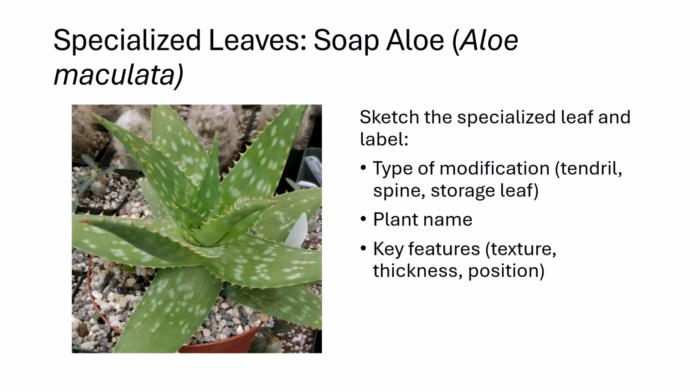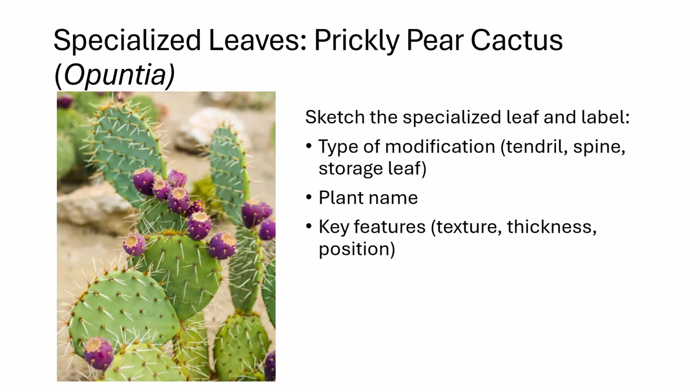This one is prickly pear cactus. Despite appearance, the fleshy part of this plant is called a cladode, which is actually a fleshy stem, not a type of leaf. In your lab notebook, sketch one leaf of this plant and label the type of modification, the plant species, and important structural features such as thickness, rigidity, surface texture, and where the structure arises on the plant. Focus on how the form of each leaf reflects its function. Pause the video to sketch the leaf.